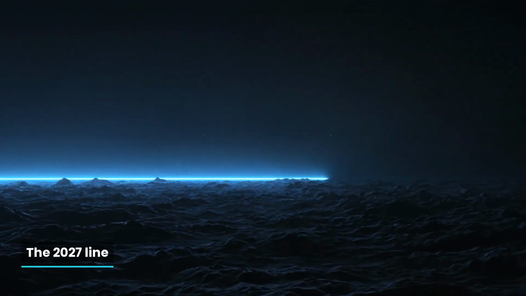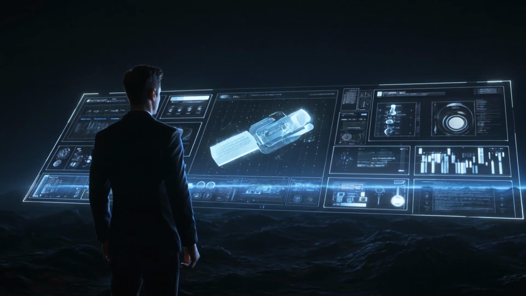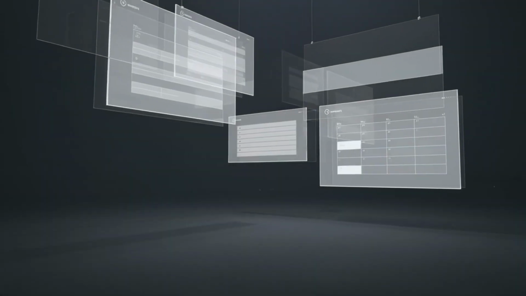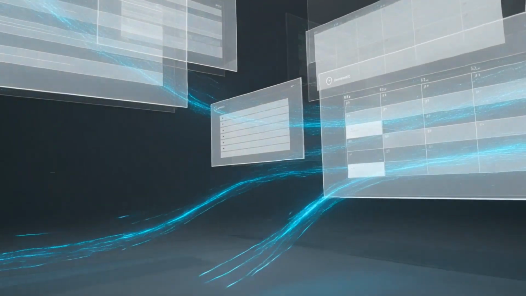By the end of this video, you will hand over half your daily tasks to 10 AI tools, and most of them are free to start. Here is the exact stack in the order you should adopt them. Let us start with why 2027 is the line.